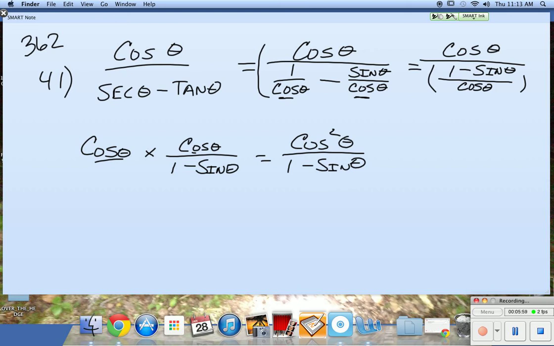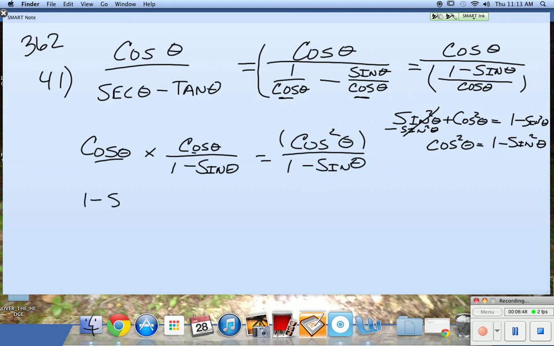Now, if you look to the back of the room, I have the Pythagorean identities. And one of the Pythagorean identities that is on the very top is sine squared of theta plus cosine squared theta equals 1. Well, we have cosine squared theta in here. Let's subtract sine squared theta from both sides, and we find that cosine squared theta equals 1 minus sine squared theta. Let's replace that right here for this cosine squared theta. So we end up with 1 minus sine squared theta over 1 minus sine theta.